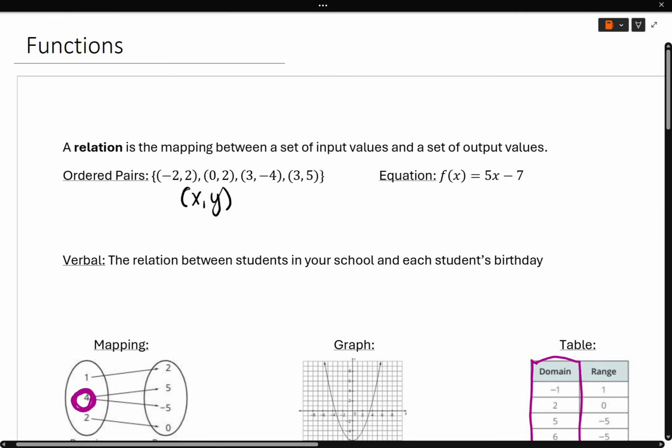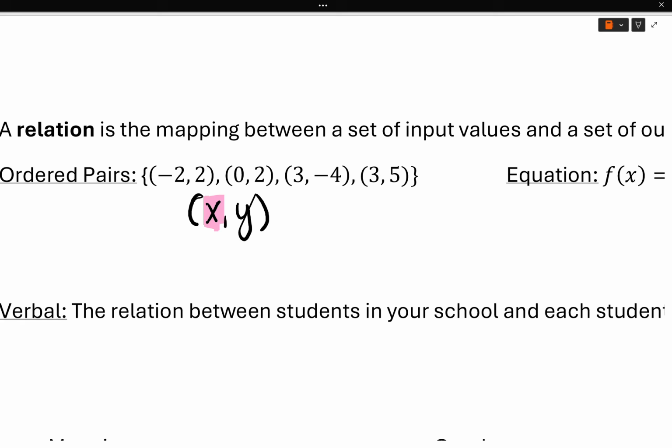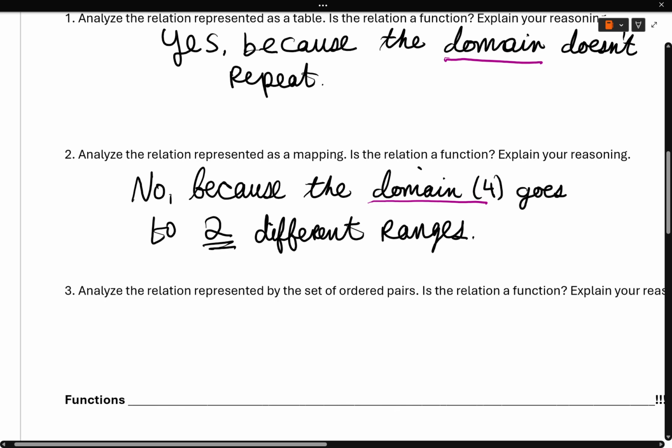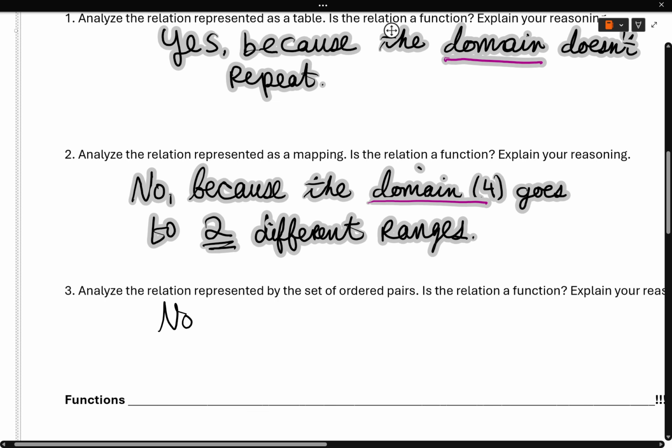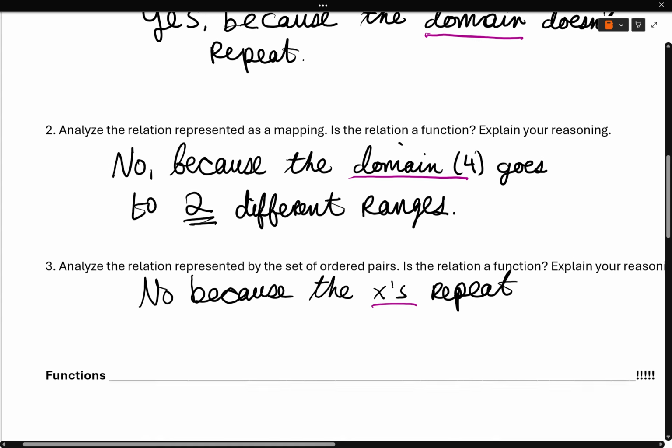Number three, let's analyze the ordered pairs. Once again, everything is about the x's, the domain, the input. Our x's are always the first number of an ordered pair. I'm going to highlight them for easier viewing. Do our x's repeat? They do, which means this is not a function. So number three is no, because the x's repeat.